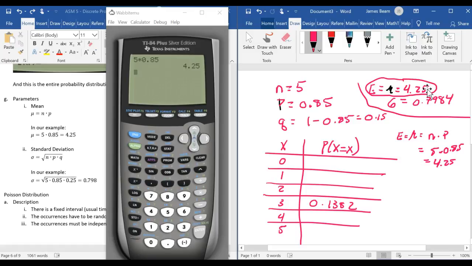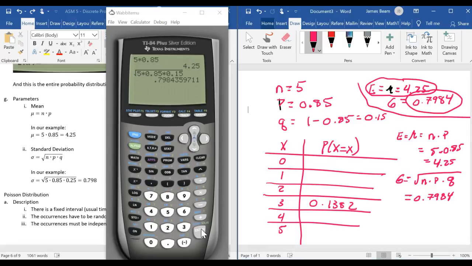Okay, so standard deviation here, we have a formula for that. You can literally find the standard deviation by taking the square root of the mean, which is np, times q. So in this case, this is going to be the square root of 5 times 0.85 times 0.15, and that's going to give me the same number, 0.7984, which is the standard deviation I expected here.